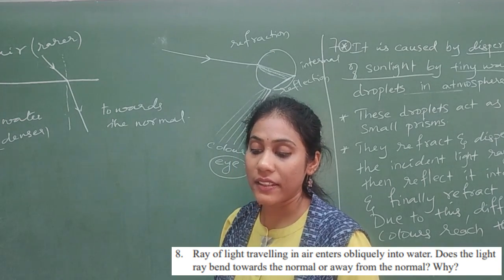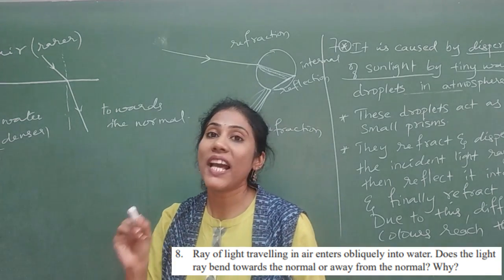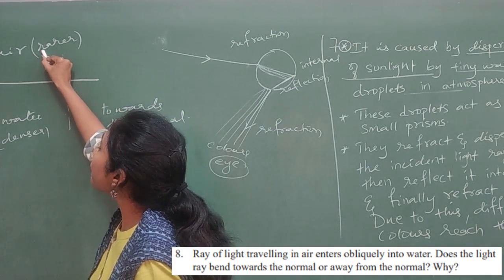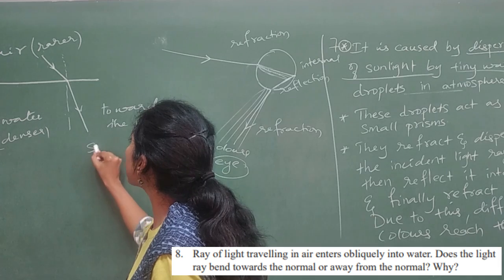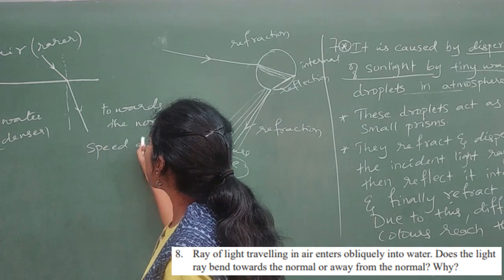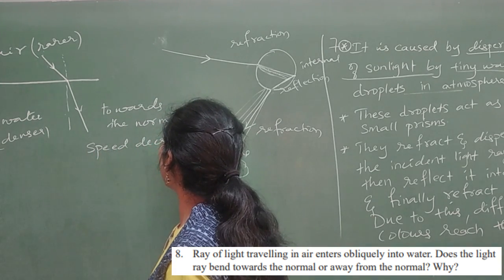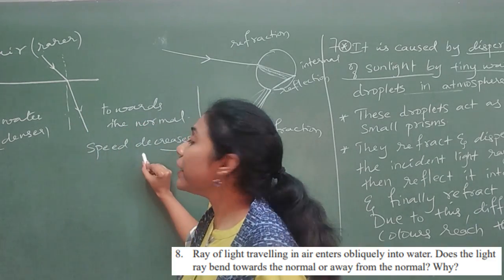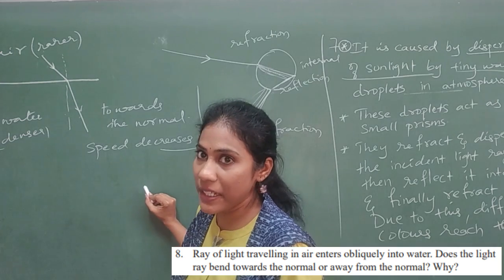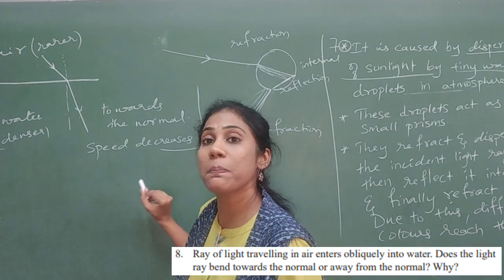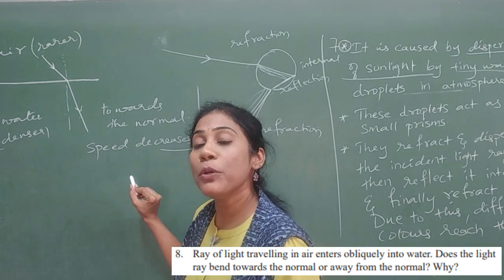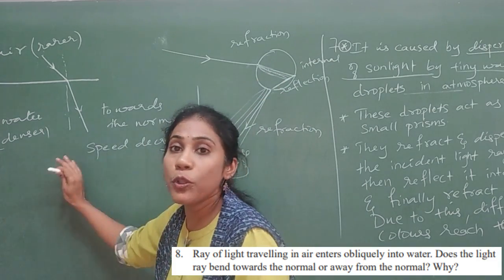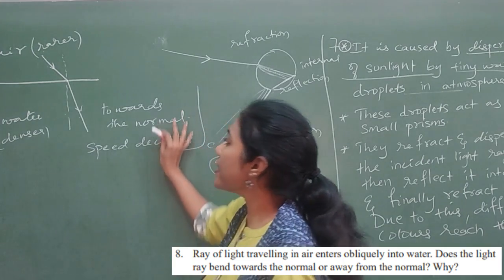And why? This is because the speed of light decreases, isn't it? Whenever light is traveling from rarer to denser, the speed decreases. If the speed of light decreases, it will move towards the normal. If the speed increases in the second medium, the light ray will move away from the normal. If the speed decreases in the second medium, it moves towards the normal. So this is your answer.